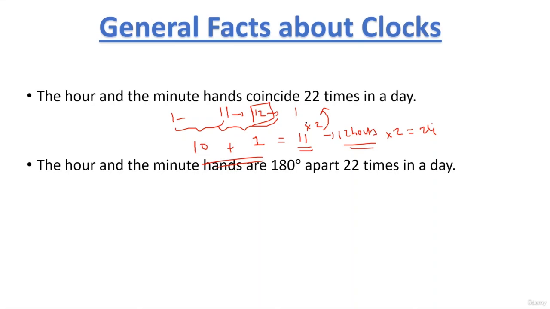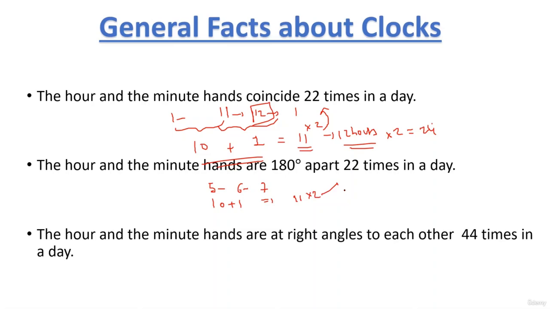How? Same way, if you observe between 5 and 7 p.m., exactly one time both hands will be opposite, at 6 p.m., right? All the other times will be 10 times, so 10 plus 1, 11 in 12 hours. How much will it be in 24 hours? 11 into 2, 22. Okay. Likewise, the hour and the minute hands are at right angles to each other 44 times in a day.